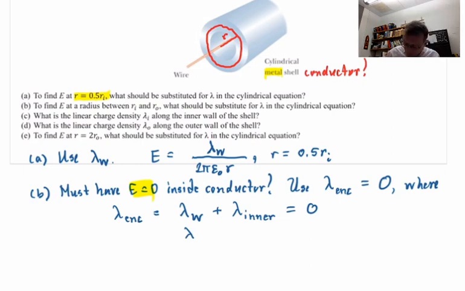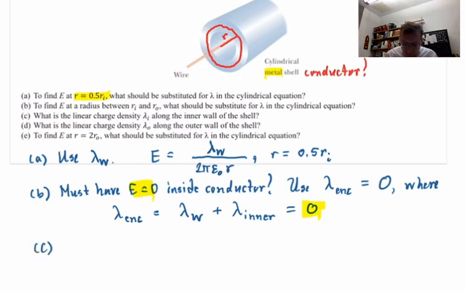So in fact, we're going to be able to learn what that lambda inner is. But in any event, the answer to B is that. That's the lambda you have to substitute in the cylindrical equation, because you have to get an E of 0 because your surface is in the body of a conductor.